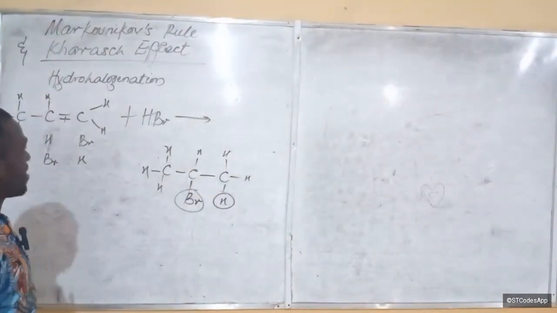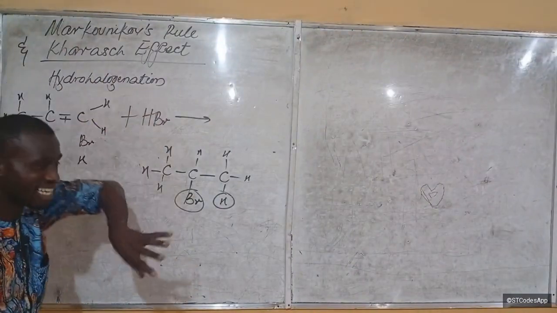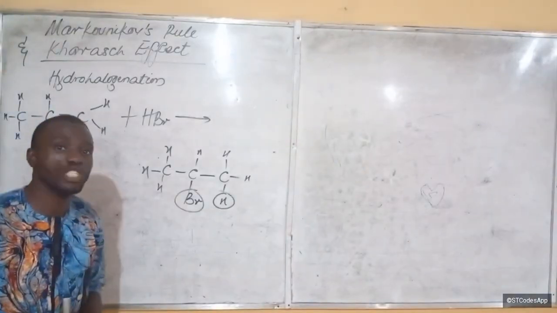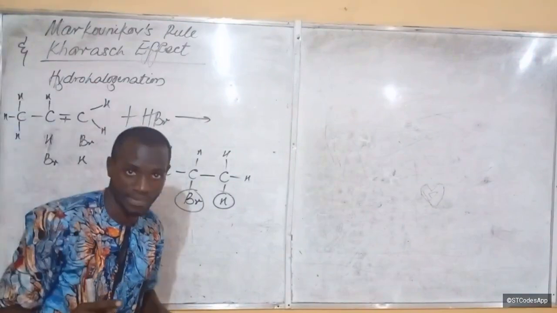Does that make sense? All right, so that's Markovnikov's rule. When you want to add a hydrogen halide, add the halide to the carbon that is more substituted, the carbon that has more carbon around it.